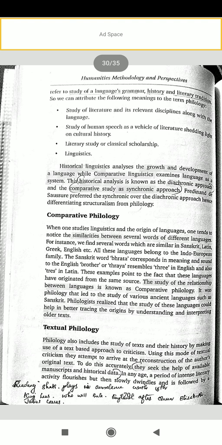The next one is textual philology. Textual, what is text? In the last session, we discussed the difference between work and text. What is text? Text is the letters or the contents in a textbook. See, philology also includes the study of texts and their history by making use of the text-based approach to criticism.